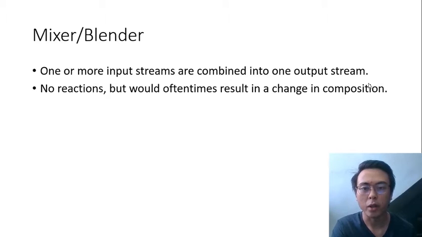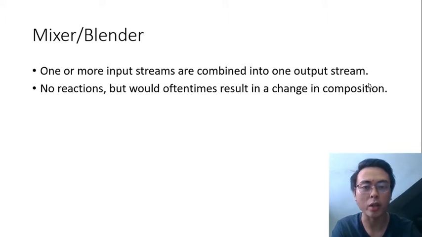Let's start with one of the most commonly used unit processes, that's the mixer or the blender. In a mixer or a blender, you have one or more input streams being combined to form one output stream. So that could be you are combining two streams to form one output stream, or you're combining more than two streams to get one output stream. For mixers, there are no chemical reactions, but there would oftentimes be a change in composition. Of course, there will be a change in composition because that's the purpose of a mixer, that is to mix two or more streams with different compositions to arrive at a stream of a different composition as well.